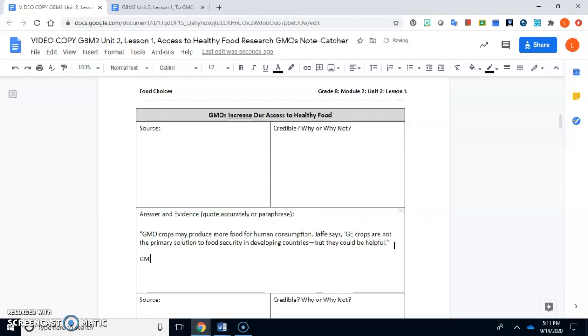Well, GMOs increase our access to healthy food because they can produce a lot more food and help prevent starvation. And in case you are wondering where that second part came from, GE crops are not the primary solution to food security, but they could be helpful. And food security means your ability to eat. So as you can see in this box, we have not just our accurately quoted information, our evidence, but we also answered the question of, how do they increase access to healthy foods?